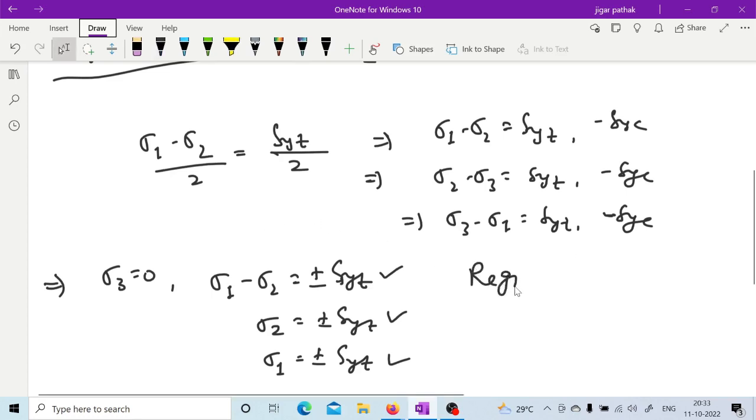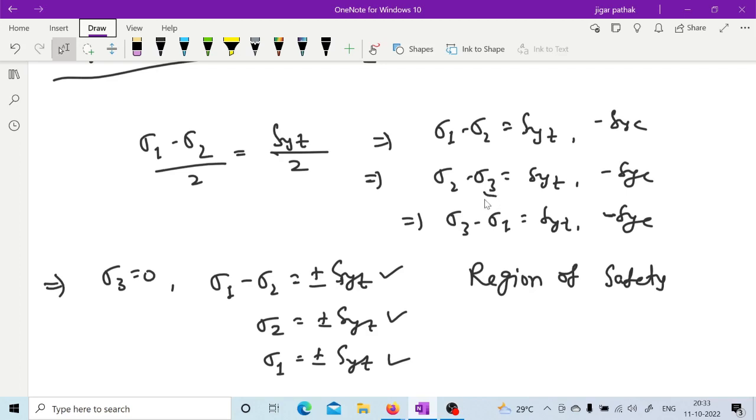Hello, sir. Excuse me, sir. How have you written that sigma 2 and sigma 1 are the same, and also their subtraction? See, I simply made this sigma 3 equal to 0. Are you getting it? Yes, sir. Okay, understood. So from that, these equations have come.